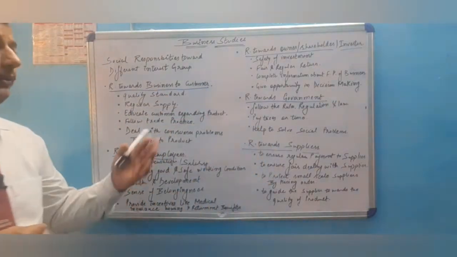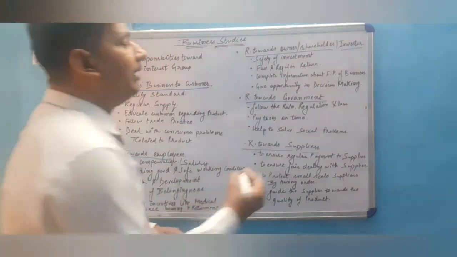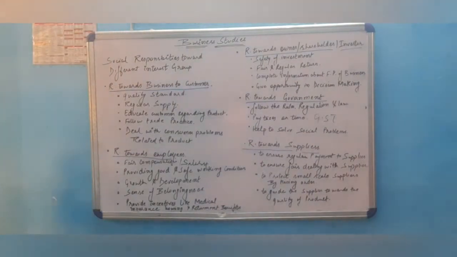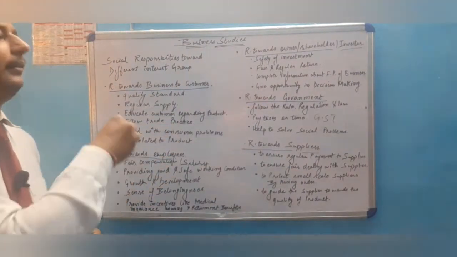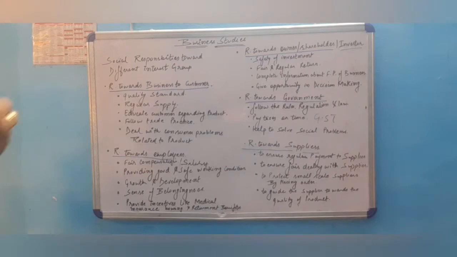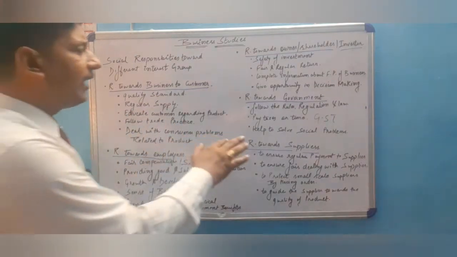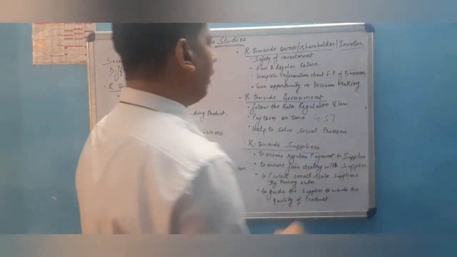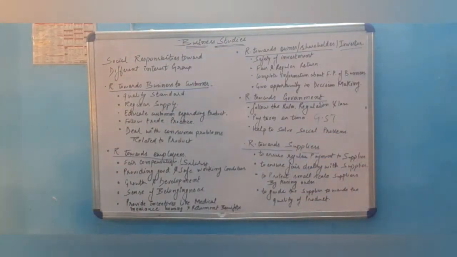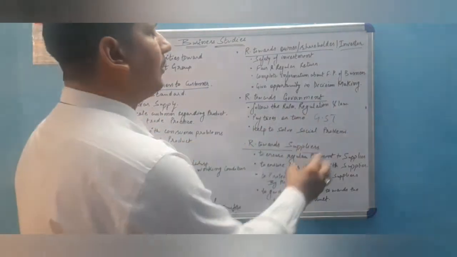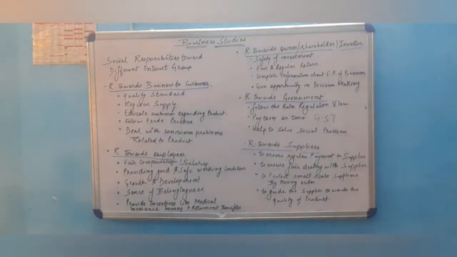So taxes, now we are talking about GST, goods and services tax. Now they should pay the GST or the income tax that they have to pay to the government. Next one is help to solve social problems. The business should also help to solve the social problems, if any, that have arisen.